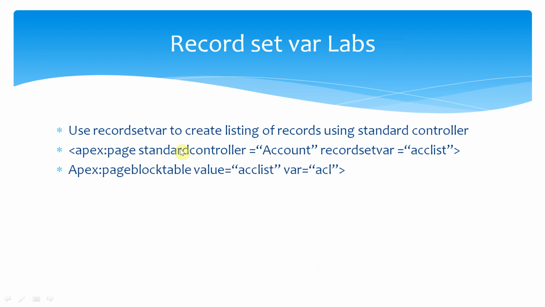Now if you want to show a list of records, we can show it using apex:page standardController account recordSetVar. Now let's understand this. This is just like your HTML table. When we say apex:page standardController account, it's going to connect to the standard controller account API and automatically get the data into this acc list record set variable. You need to go through this in an apex:pageBlockTable. So you'll assign this to a variable and show the columns within that.